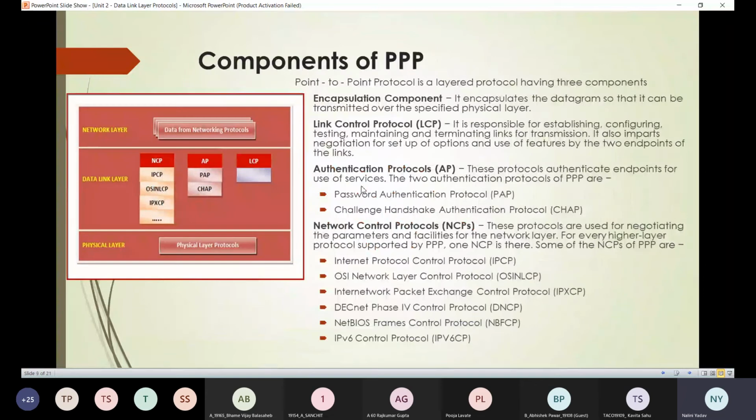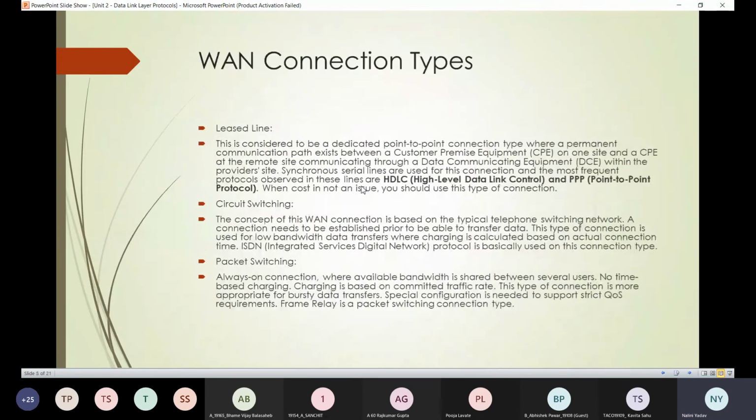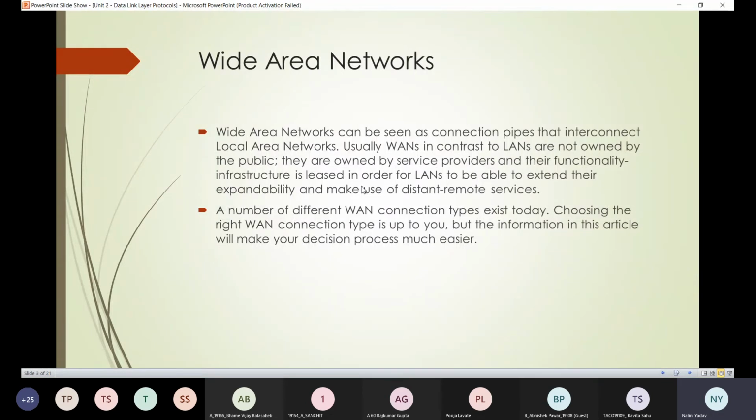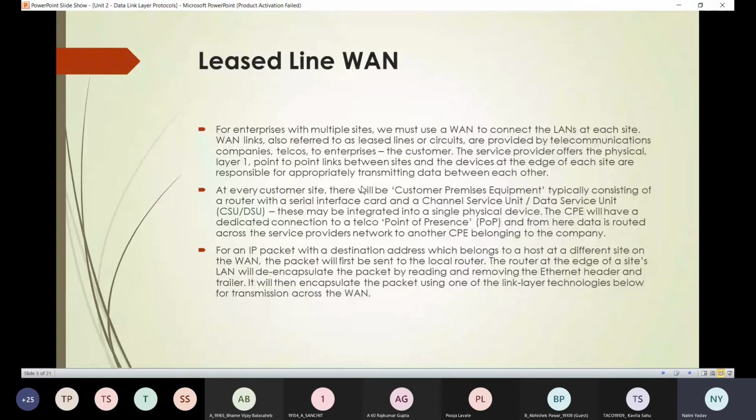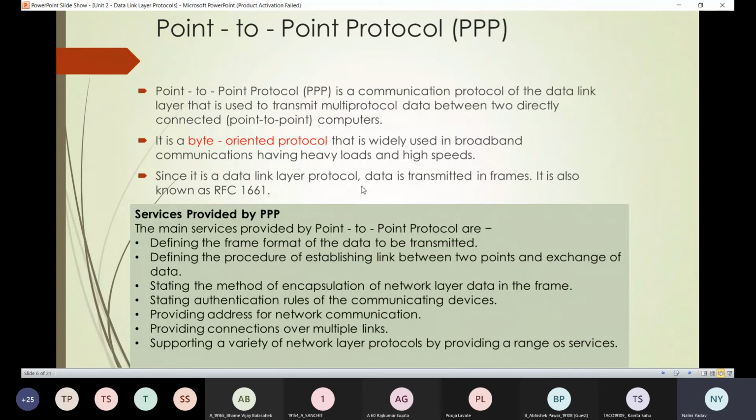So again, let me have a quick revision. We have WAN, that is my wide area network. In wide area network, there are 3 types of connections: leased lines, circuit switching, and packet switching. Whenever I use a leased line connection, the protocols used for this communication at the DLL layer are HDLC and PPP protocols. If I go for circuit switching, I will use ISDN protocol, and for packet switching, we use frame relay. Okay? So for the leased lines, PPP and HDLC protocols are used.